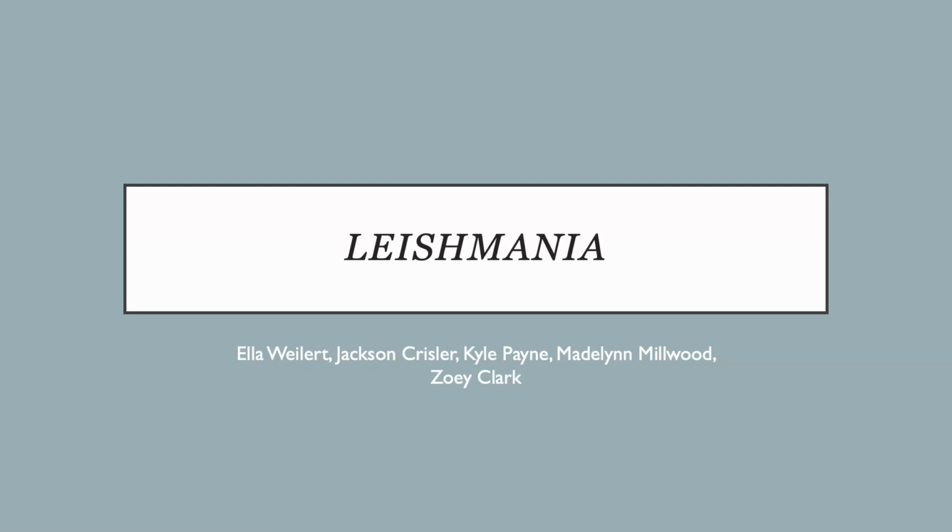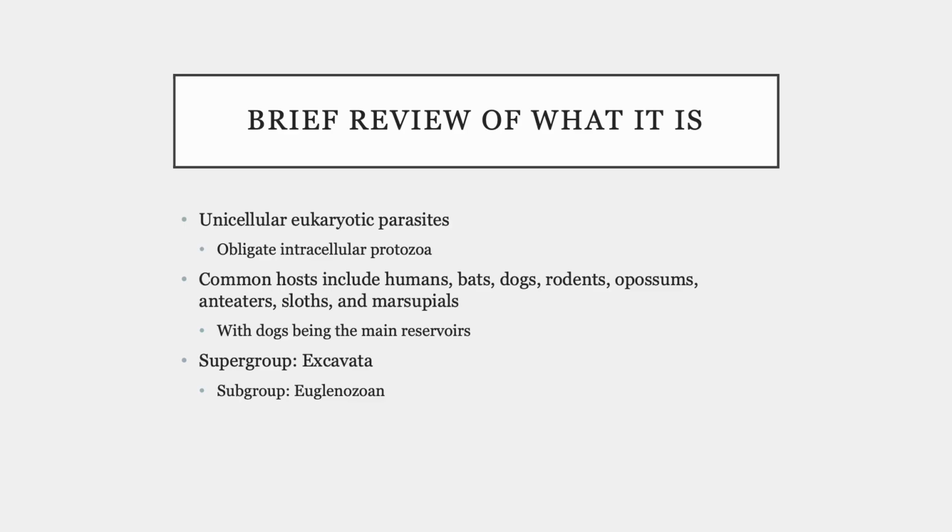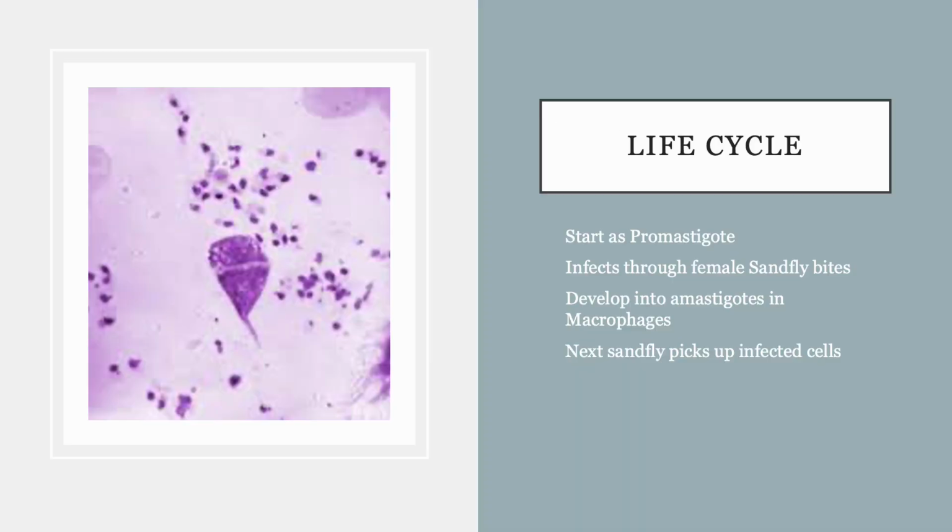This is Leishmania. A brief review of what it is: it's a unicellular eukaryotic parasite and an obligate intracellular protozoa, which just means that it can't live without a host organism. Common hosts include humans, bats, dogs, rodents, possums, anteaters, sloths, and marsupials, with dogs being the main reservoirs for the parasite. The supergroup is Excavata, and the subgroup is Euglenozoa.